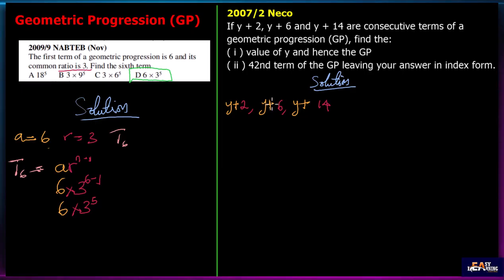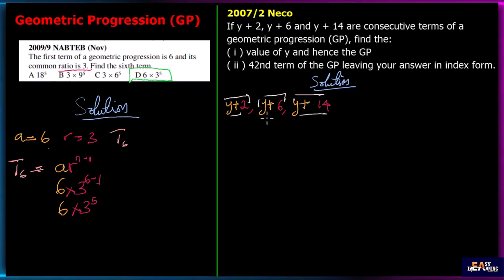All right, so the first thing that we need to find will be the value of y. Then when we have the value of y, we go ahead to find the GP. But have this in mind that each of these is a single number. We need to solve for them as if they are single numbers, because they are already single numbers separated by these commas.